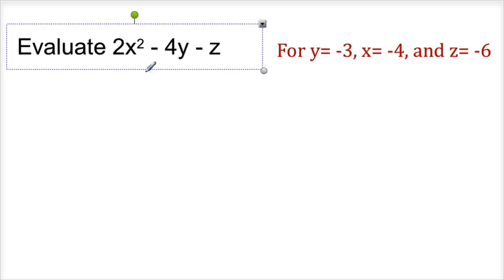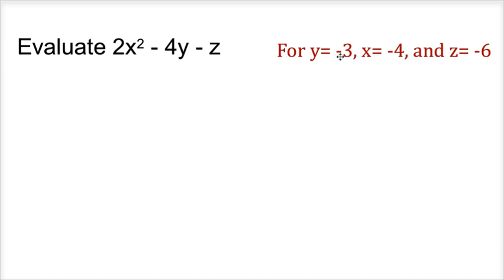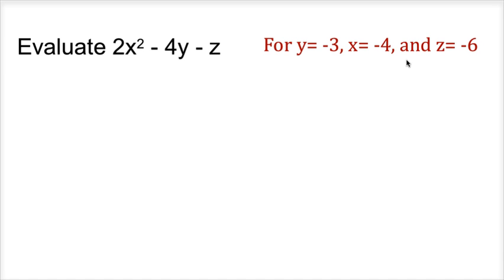Alright, so in this lesson I'm going to be talking about evaluating expressions. First example. Evaluate 2x squared minus 4y minus z for y equals negative 3, x equals negative 4, and z equals negative 6. Alright. What I would recommend is wherever you see a variable, open up a set of parentheses.